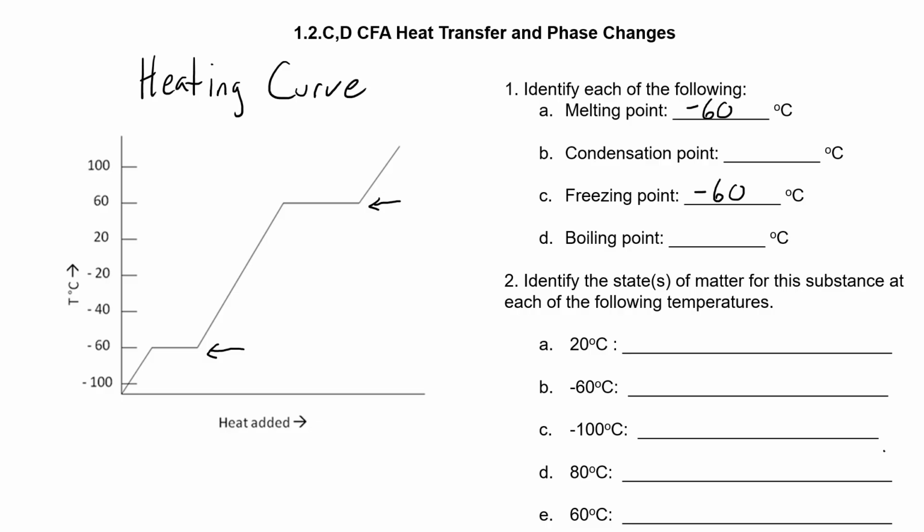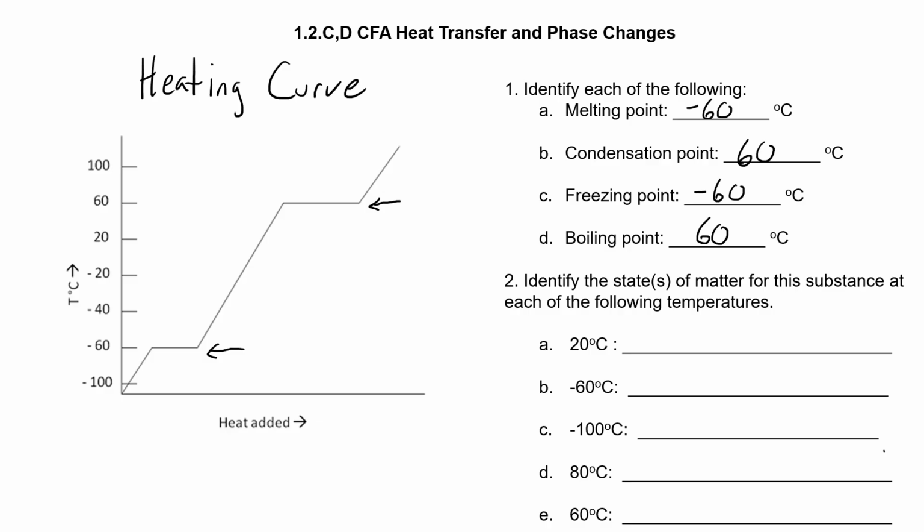As we transition from a liquid to a gas, we undergo the boiling point, and this occurs at positive 60 degrees Celsius. The condensation point is at the exact same temperature as the boiling point, and the reason for this is all about the energy flow. When energy goes into a system, it would boil at this temperature. If energy is leaving the system, it would condense at this temperature. So let's get those last values in there.